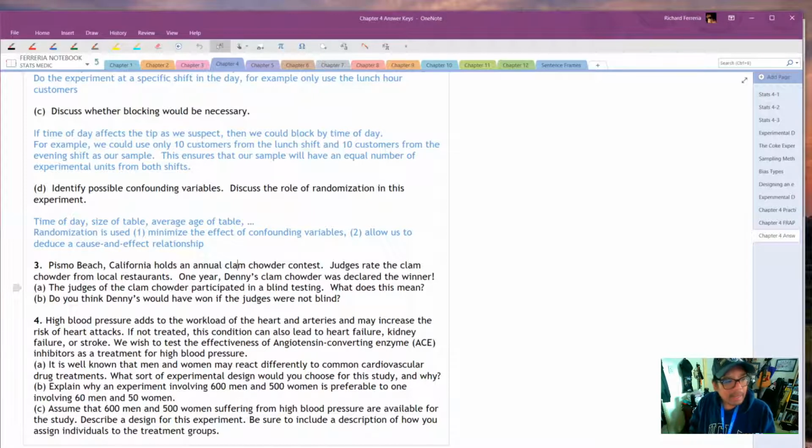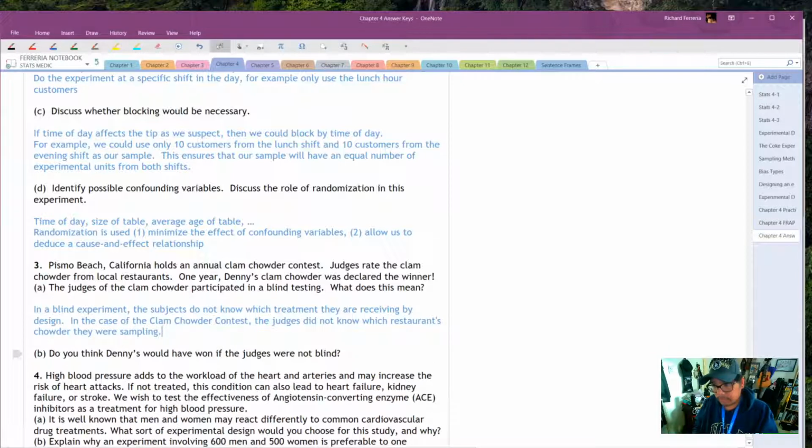Part A. The judges of the clam chowder participated in a blind testing. What exactly does that mean? Now, in terms of just definition, a blind experiment means that the subjects don't know which treatment they're going to receive. In terms of this clam chowder contest, this meant that the judges didn't know which clam chowder they were sampling.